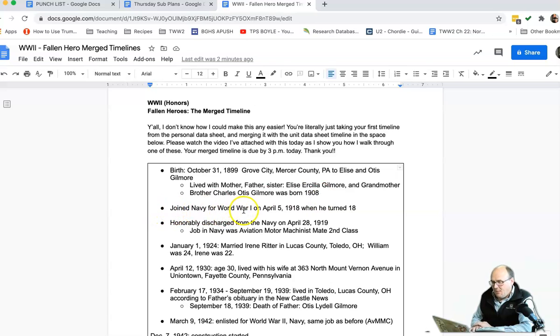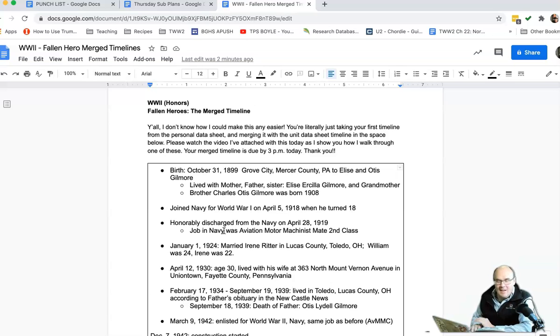William joined the Navy for World War I on April 5th, 1918, when he turned 18 years old. He served in the First World War and was honorably discharged from the Navy on April 28, 1919. While he was in the Navy, he had an important job. He was an aviation motor machinist mate, second class.